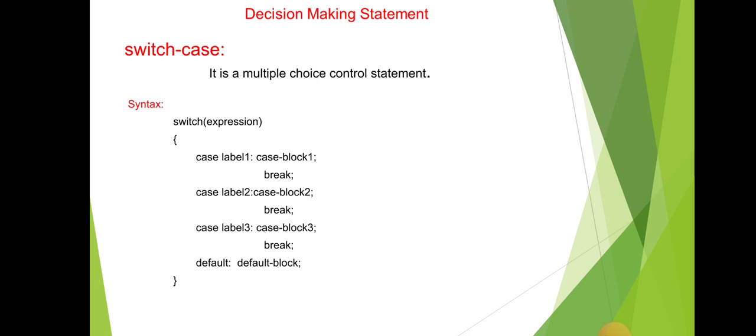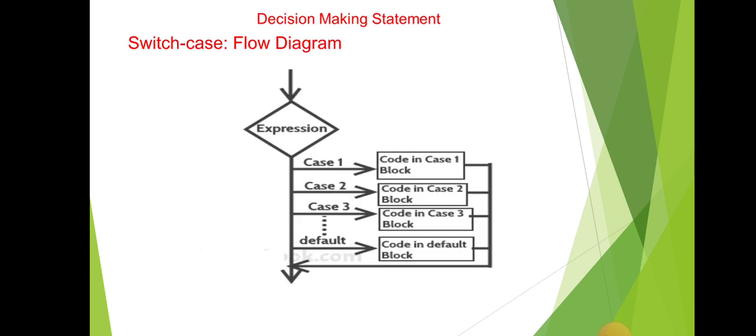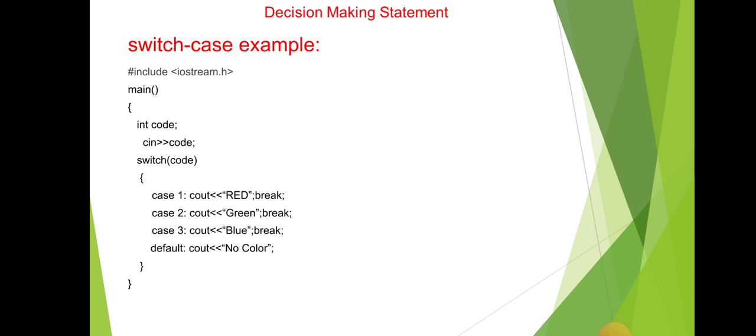This is the syntax for switch case: switch expression. Within the curly braces, the case statements are used. The default is optional; if you want, we use that statement. This is the flow diagram for switch case statement: switch expression, case 1, case 2, case 3, otherwise default statement. Then an example for switch case statement: we get one input, then it is checked in the switch case statement. Case 1, case 2, case 3, otherwise default.